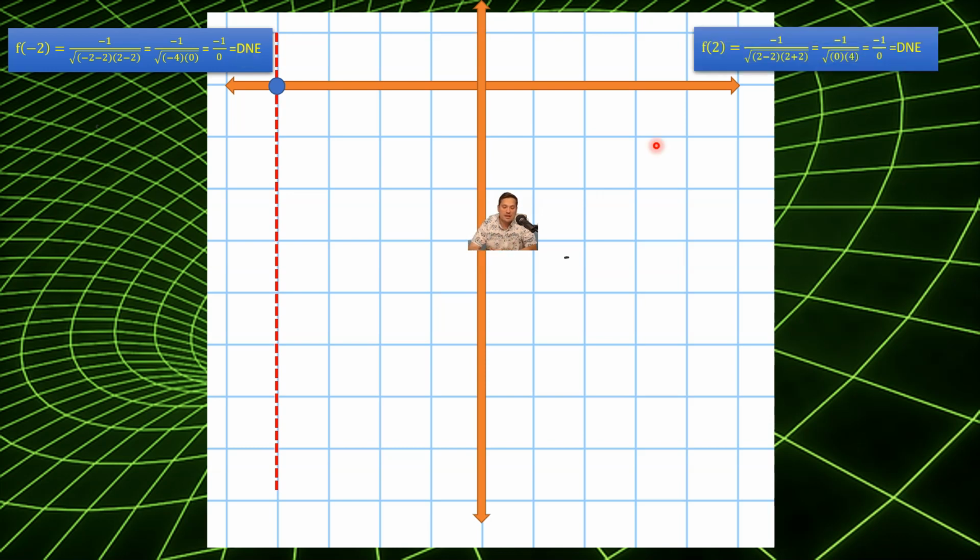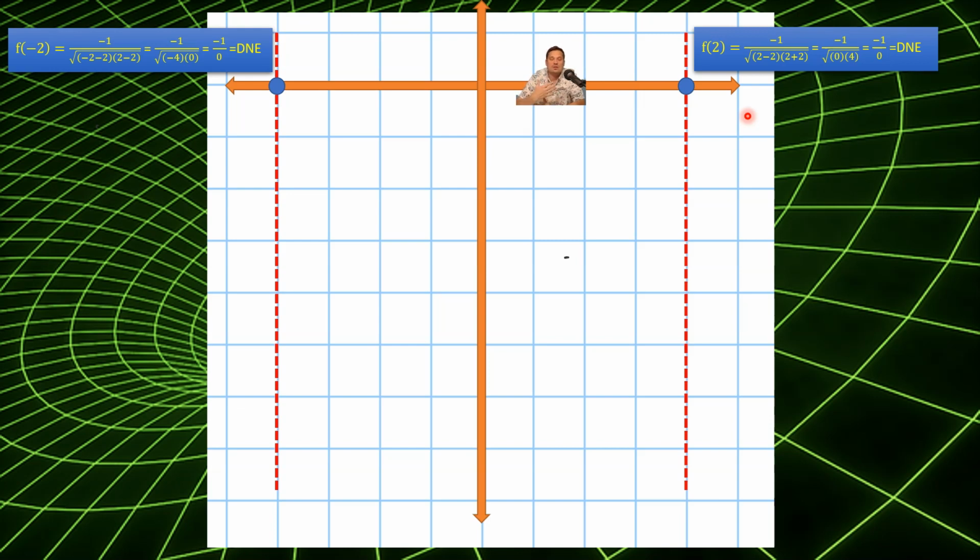Now on the right side, something similar will happen over here. Take a look. So when I try to replace x with +2, I have -1 over the root of (2 minus 2) multiplying (2 plus 2). Again, 2 minus 2 will be 0, so I end up with -1 over 0, which is undefined. So that's telling me that at x equals +2 right here, I'm going to have another vertical asymptote. So I have two asymptotes.